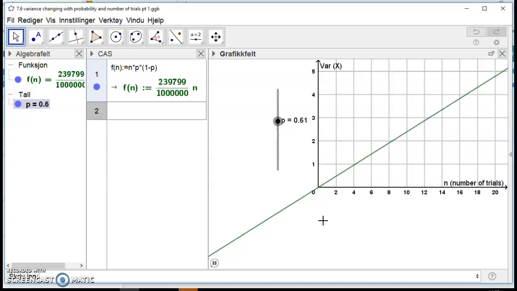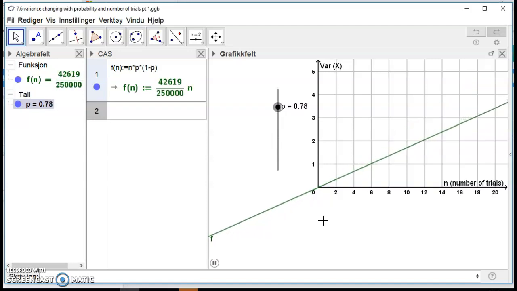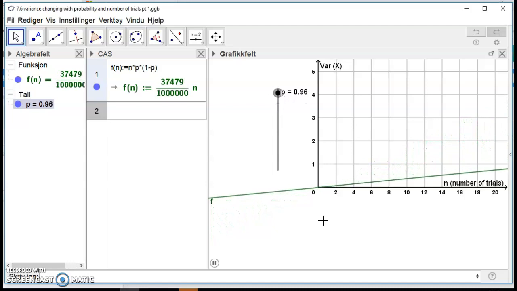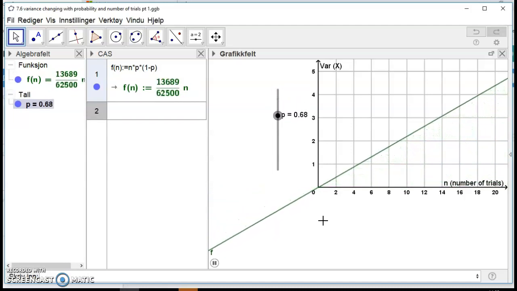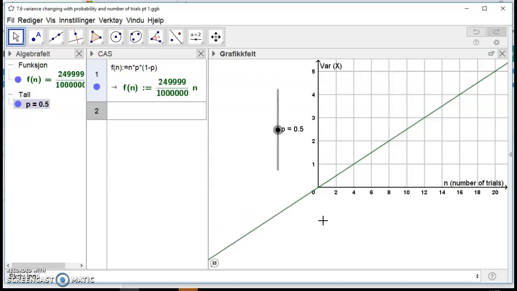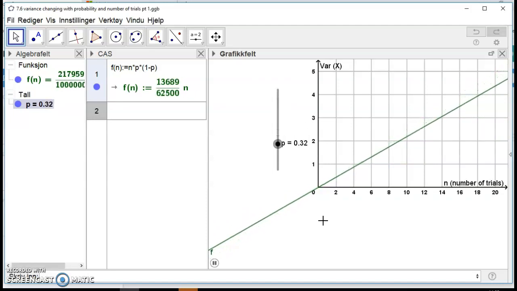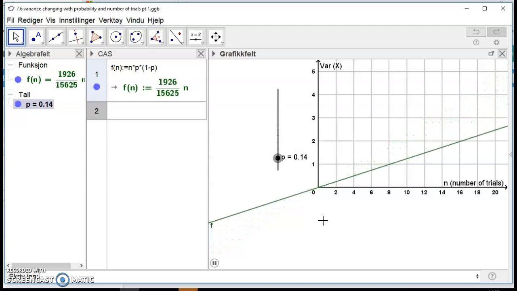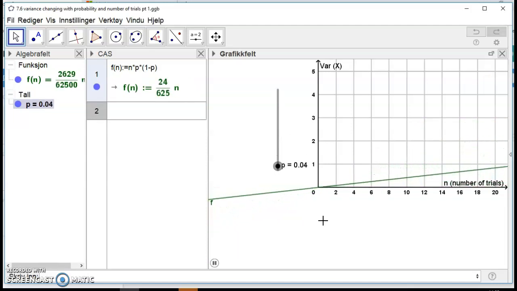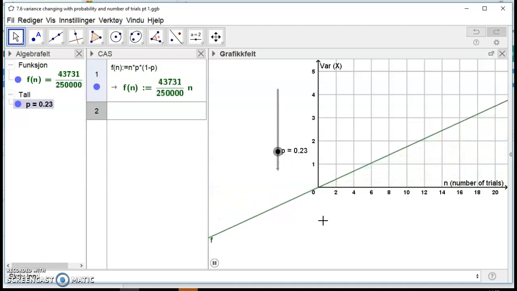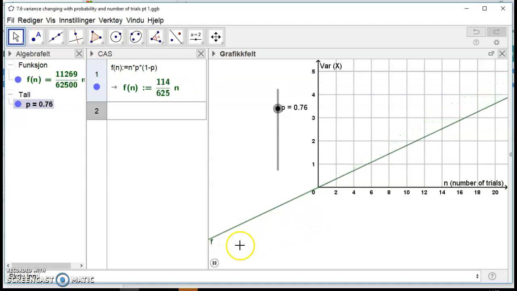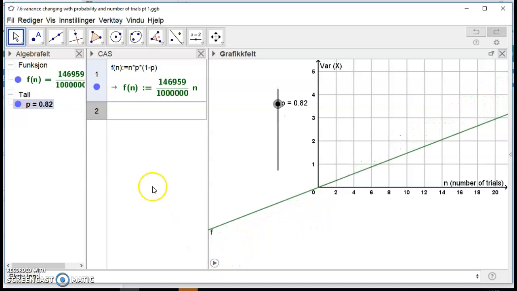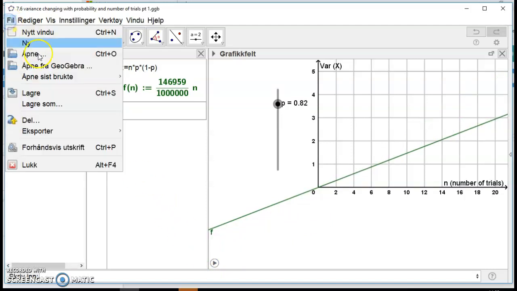So you can see here that with a very low probability or a very high probability, there is little variance around the value of the variable. Whereas when probability is close to 50%, that's where you have the greatest variance. We're going to have a look at something else here as well.